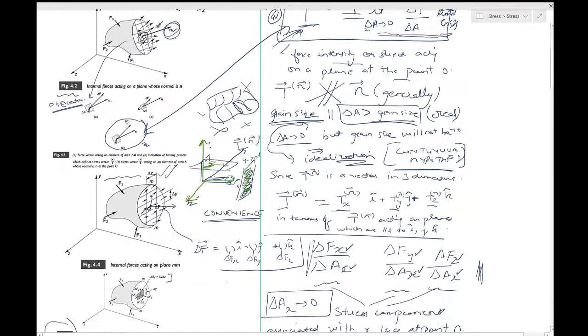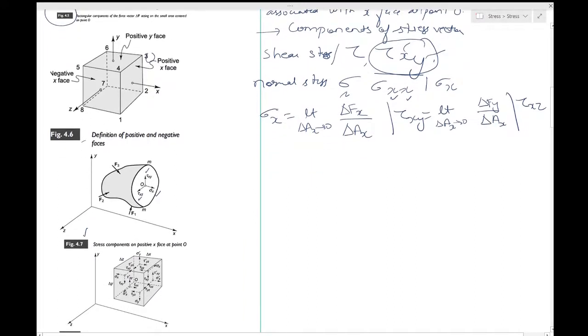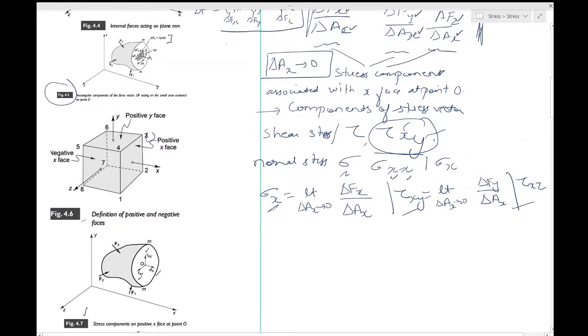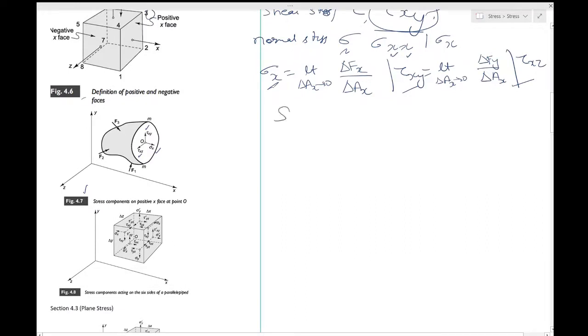Now we have already done an analysis for a plane which is parallel to the yz plane, and we found these three components, sigma xx, tau xy and tau xz. If you repeat this analysis for the xy and the xz plane, in the sense that now your plane will be parallel to the xz plane, and then your delta ay will be equal to delta x multiplied by delta z, and then you do the same analysis as before. You will be able to get the state of stress.